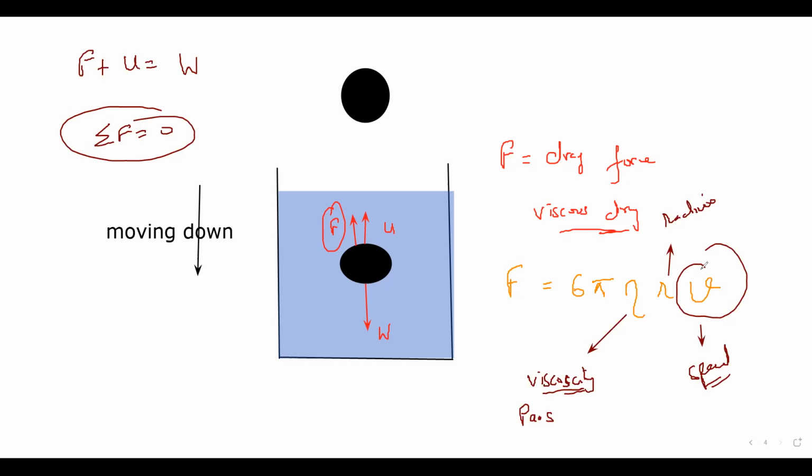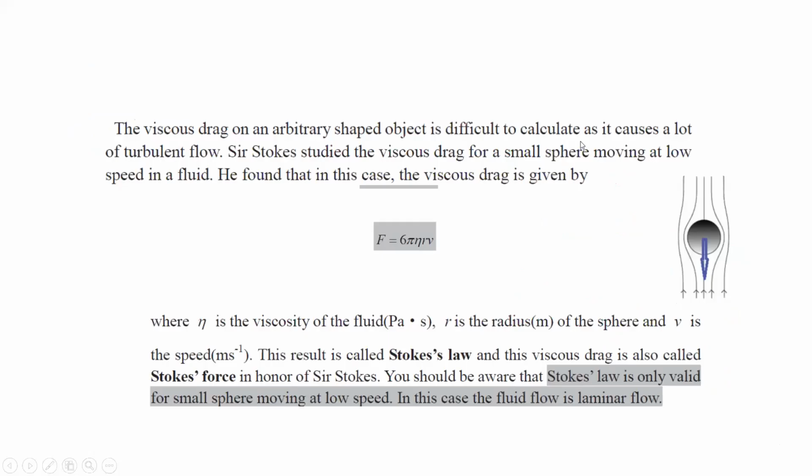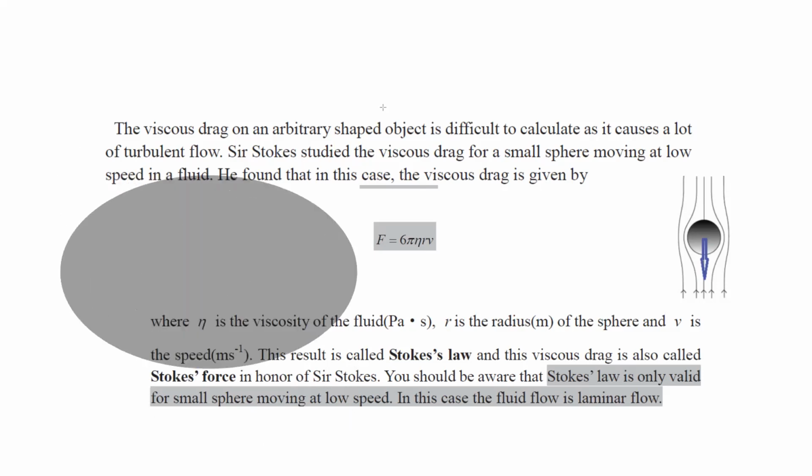So the concept of the viscous drag is the force which opposes the motion of an object when it is moving through a fluid, and it is given by a formula 6 pi eta r v. This formula is only for a spherical object. If you have, for example, a cylindrical object or a cube moving through, we don't use this formula. What is the condition? A very small sphere should be there with a low speed. If a very large sphere is there, then this formula is not valid. Or if the object is moving very fast, again this formula will not be valid.